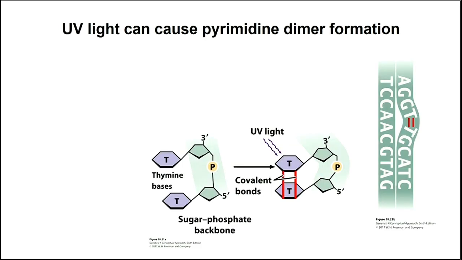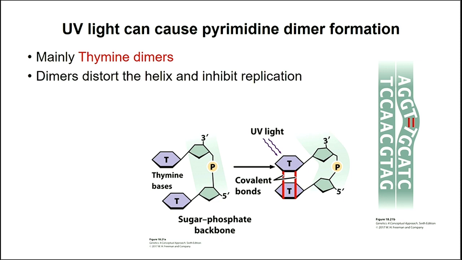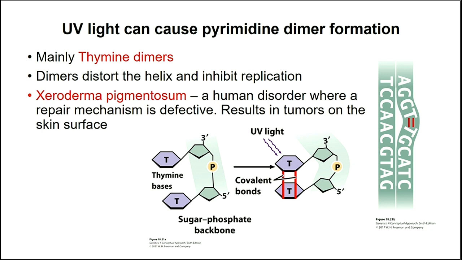UV light, we all know UV light causes mutations. So what kind of mutations does UV light cause? It causes something called a thymine dimer. These are pyrimidine dimers, particularly thymine dimers are the most common. These dimers distort the helix and they inhibit replication. So basically the UV light causes covalent bonds to form between two adjacent thymines.